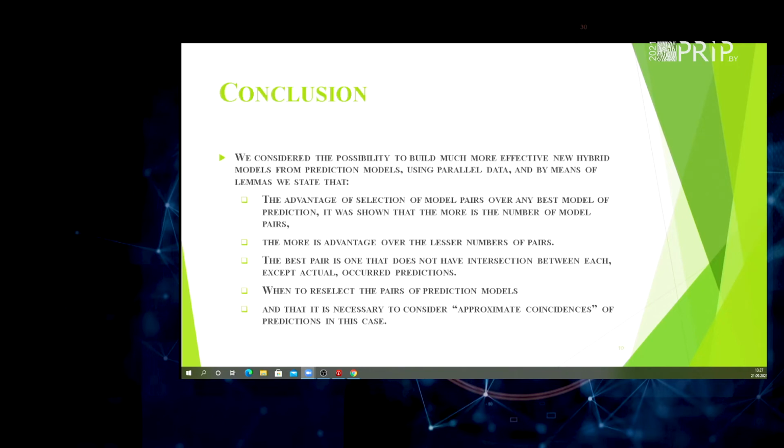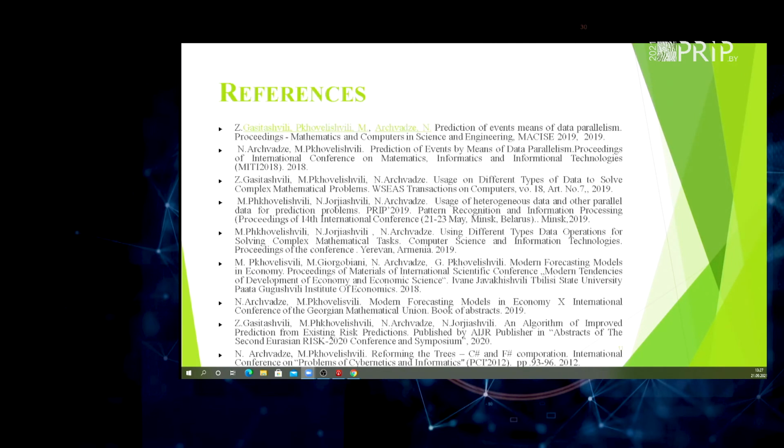The best pair is the one that does not have intersection between each except the actual occurred prediction. When to reselect the pairs of prediction models, it is necessary to consider approximate coincidences of predictions in this case.